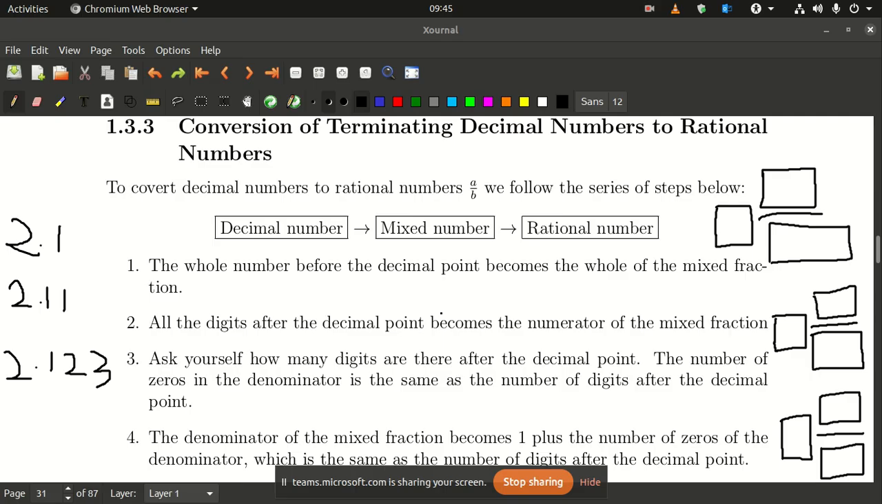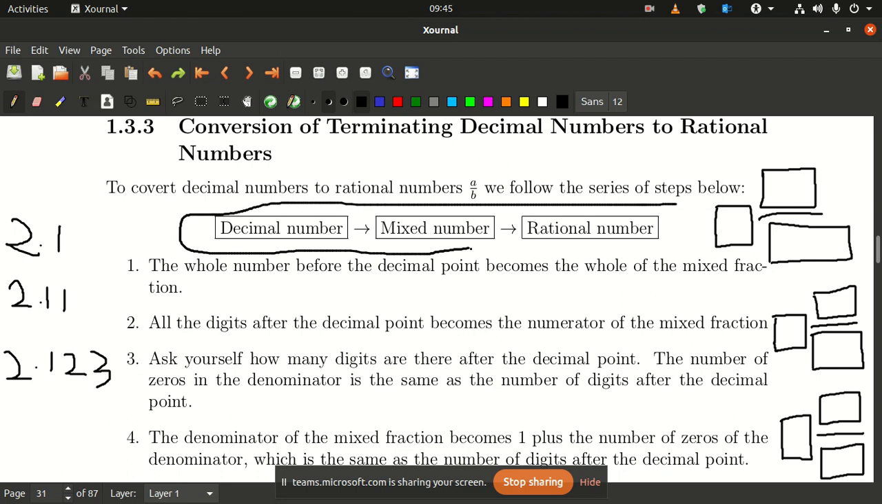First, I'm going to read them and try to explain how to do this so that at least you get a clear picture of what is happening. There are a series of steps that you need to follow. This one over here is just the summary of these steps. I will try and share these notes so that you can write these things down. The first step is that the whole number before the decimal point becomes the whole of the mixed fraction.